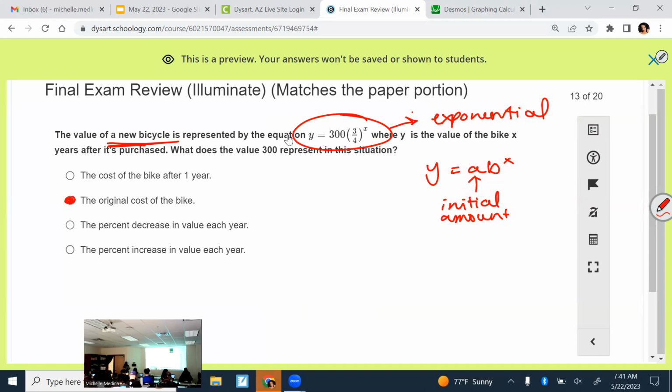Not the percent decrease, not the percent increase. It's the original cost. B would be what you're multiplying by each time, and that would be what remains. So like it's keeping 75% of its value, it's losing 25%. Questions, comments, concerns? That's really good because the bell's gonna ring at 10:30.